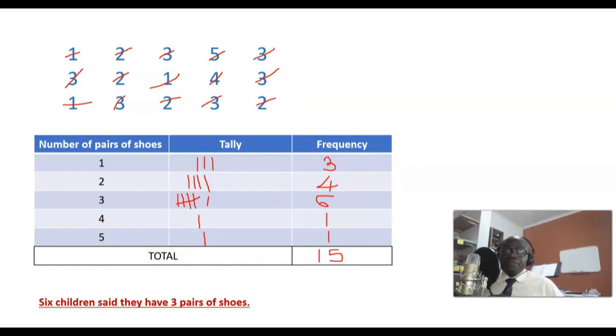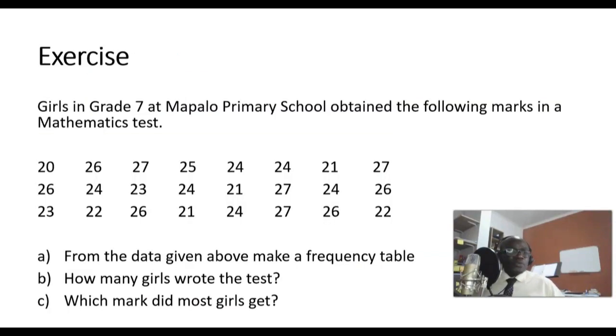Do you think you've understood this? Okay, so let's see if you have understood. I'm going to give you a question. Let's look at what this question is. So this is an exercise. And the exercise says, girls in grade 7 at Mapalo Primary School obtained the following marks in a mathematics test. So all these are the different marks that these pupils got. Someone got 20, another one got 26, another one got 27, on and on up to this last figure here. Now, the first question is, from the data given above, make a frequency table.